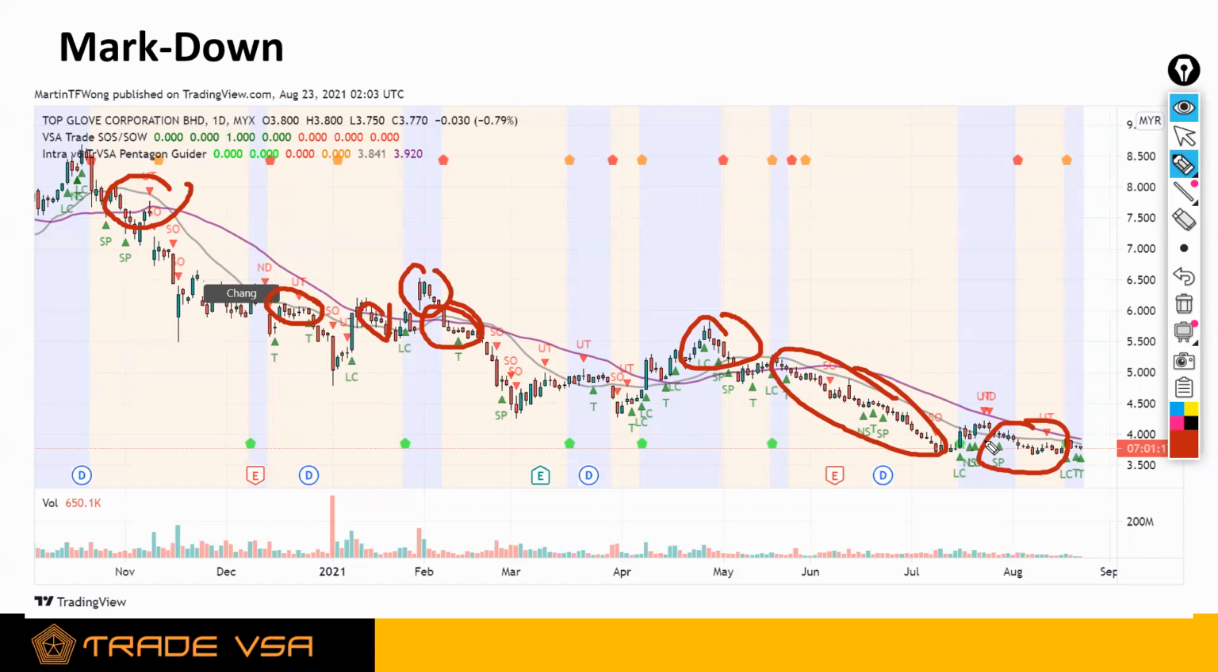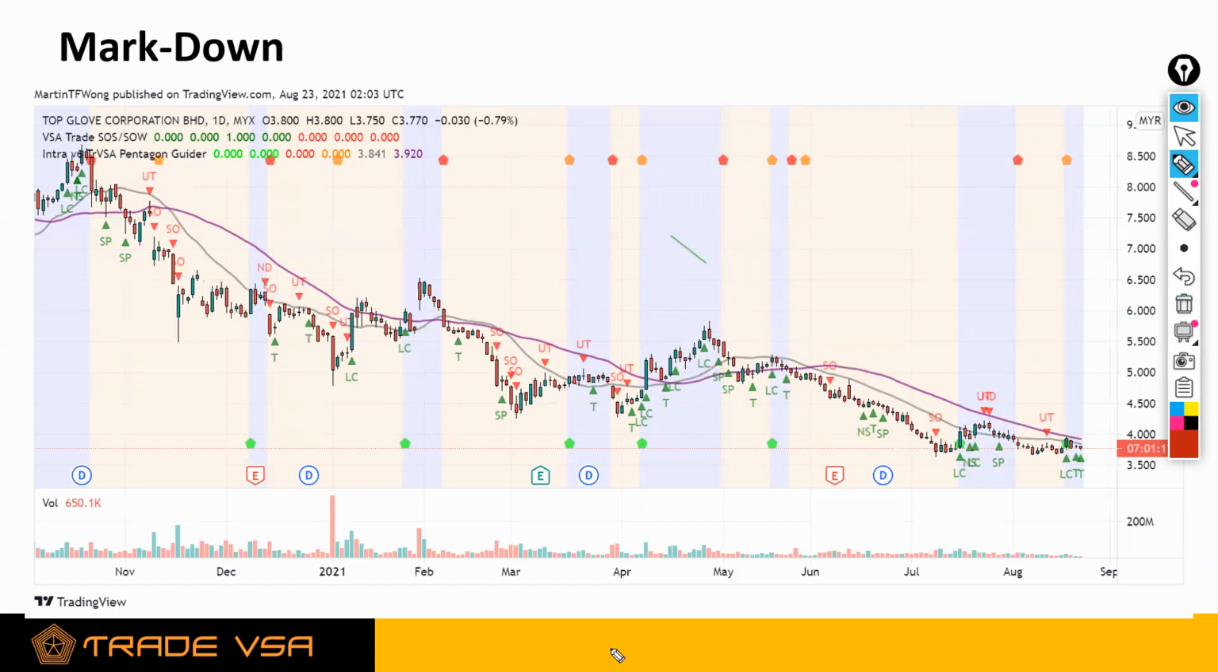I mean based on technicals, not based on FA. I know a lot of people say this is an undervalued stock, maybe, but based on technicals, there's no sign of change of trend coming in. Still it's a continuation on the specific trend over here.